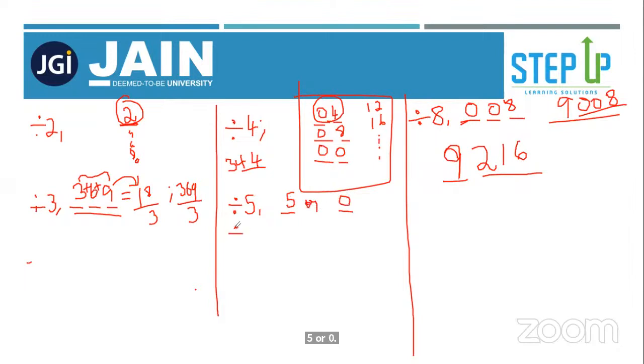Now let's talk about the divisibility rule of 25. It's needed in some places where you have to calculate it faster. So divisibility rule of 25. When can I say a number is divisible by 25? When is a number divisible by 25?